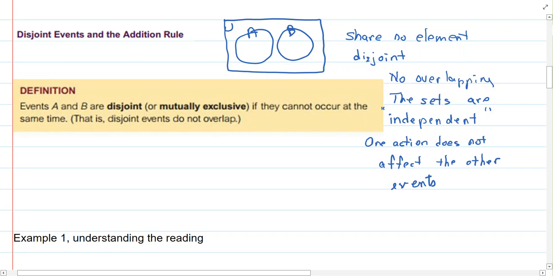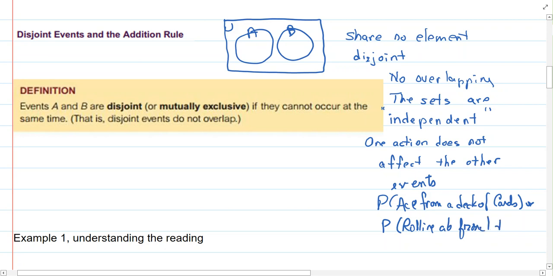So I'll give you an example. The probability of an ace from a deck of cards, or the probability of rolling a 6 from one die. And that's not to kill yourself. One die is one, because you have a pair of dice. It's a die, and they have 6 sides. So this is what disjoint means.